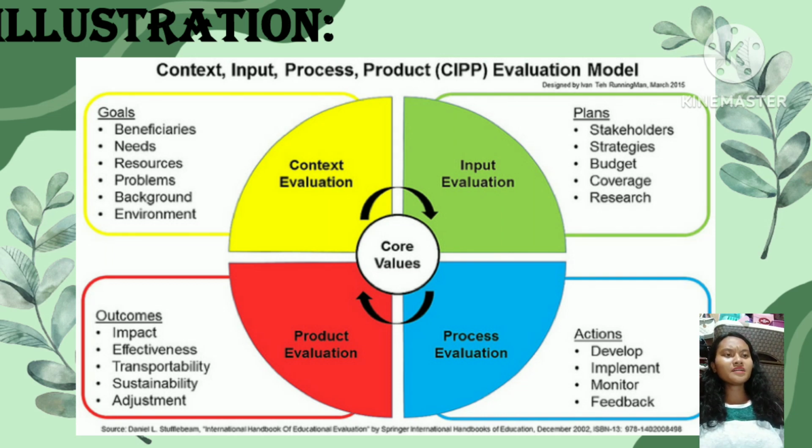The context are the beneficiaries, the needs, the resources, the problems, the background environment. Our input, our plans, our stakeholders, our strategies, budget, coverage, research. Actions are the development, the implementation, the monitoring, and the feedback. And then our outcomes fall under product, which are the impact, the effectiveness of the program, the transportability, the sustainability, and then the adjustment. So it is a process-like image. So that is all about our CIPP evaluation model proposed by, again, Daniel Stufflebeam.